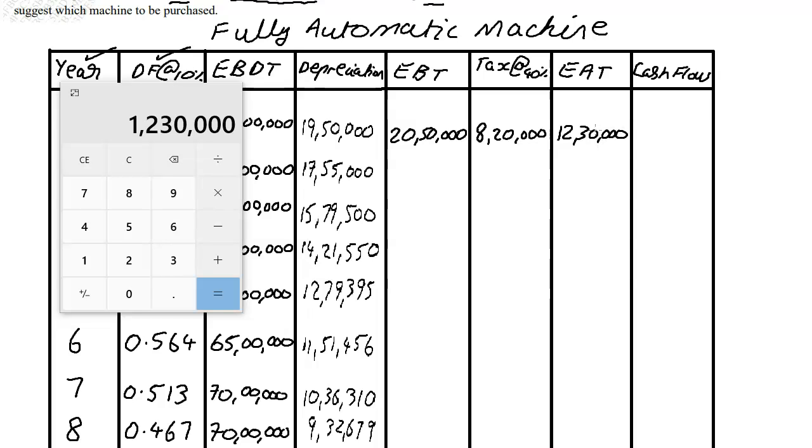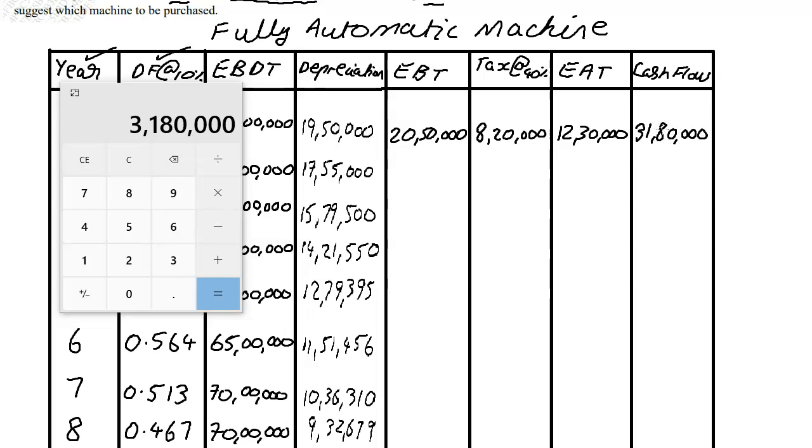And to this we must add depreciation. So we add depreciation and earnings after tax in order to get ourselves cash flow. So 12 lakh 30,000 plus the depreciation for that year, which is 19 lakh 50,000, gives us 31 lakh 80,000.